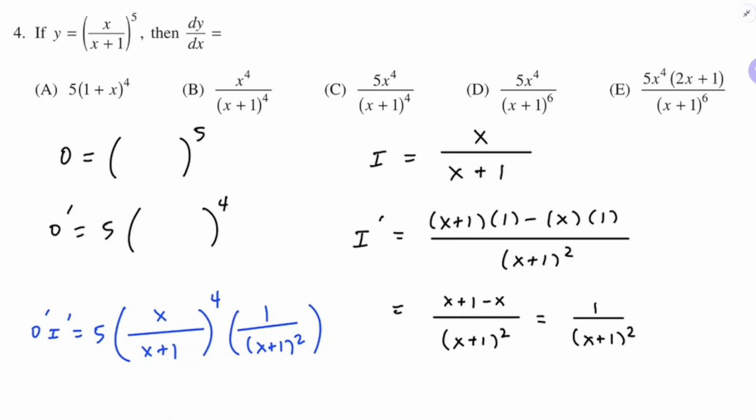So I've kind of got it down to d and e. And then I'm looking for 5x to the 4 in the numerator. I don't know where that 2x plus 1 would come from, but I don't really want to know. That's some kind of mistake that we didn't make.